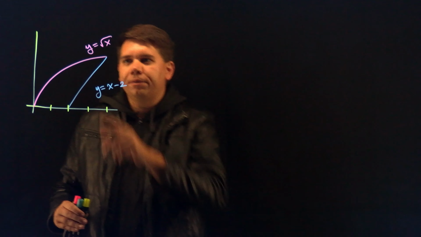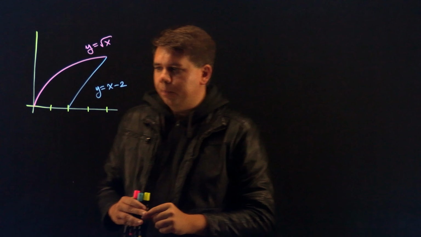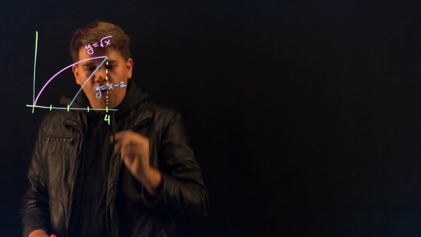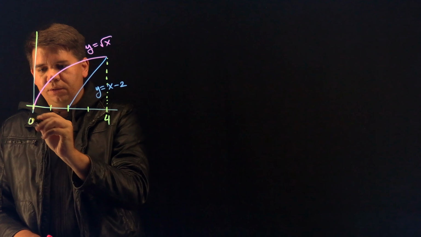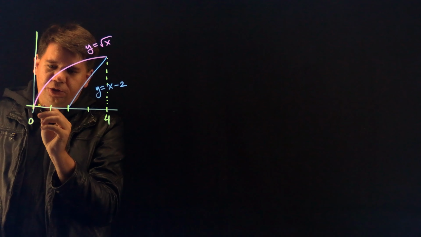Suppose we're given two graphs: y equals the square root of x and y equals x minus 2. If you look at these two graphs, they intersect here at x equals 4, so starting off at x equals 0 over to x equals 4, they kind of give you this fish fin look.